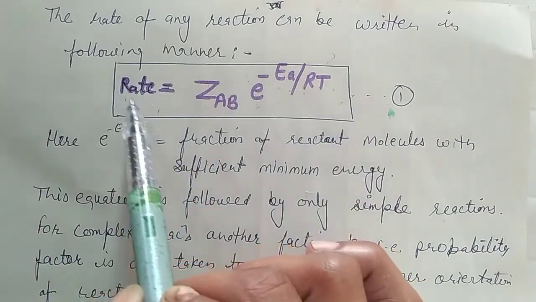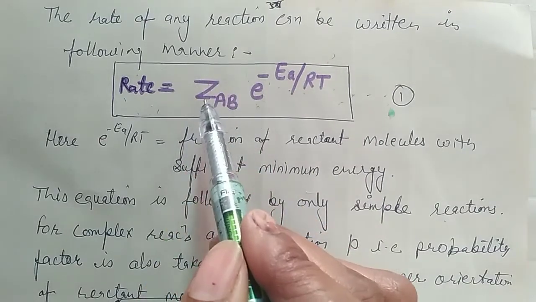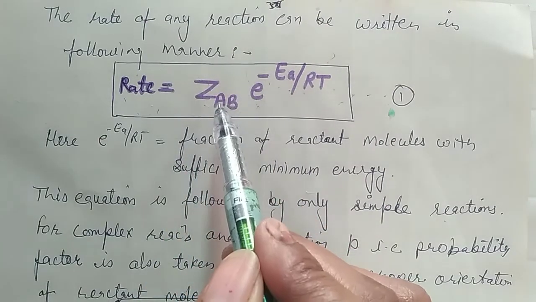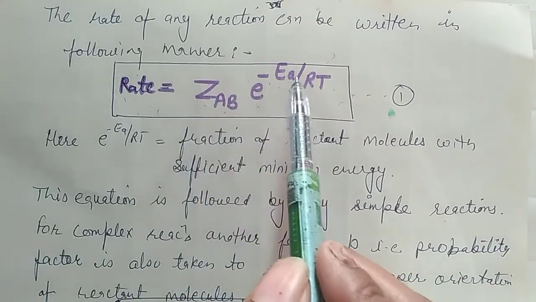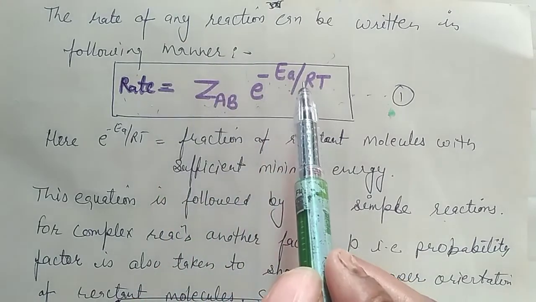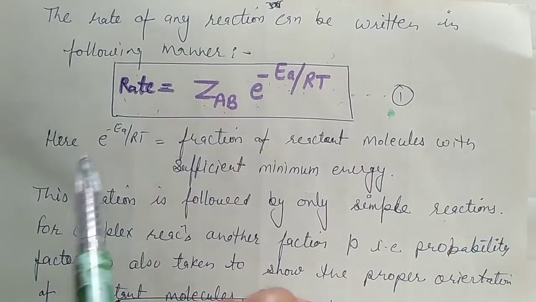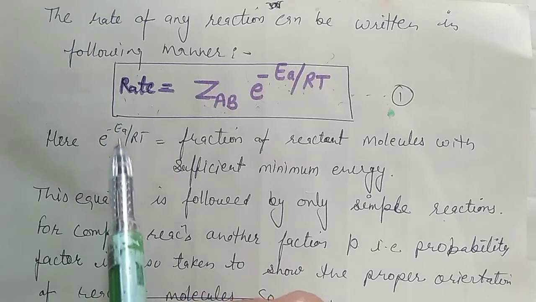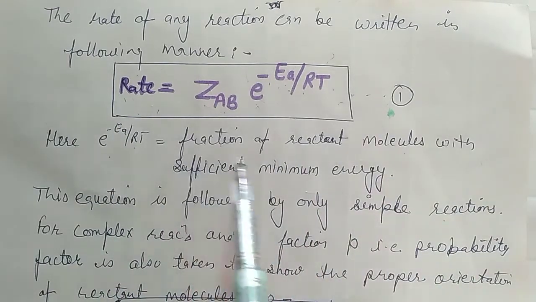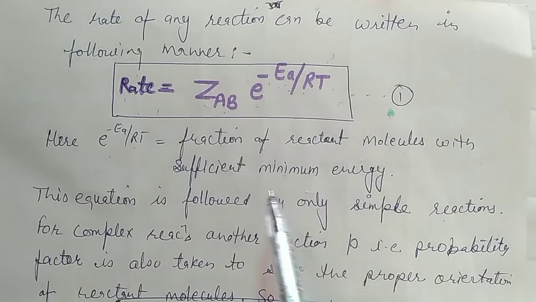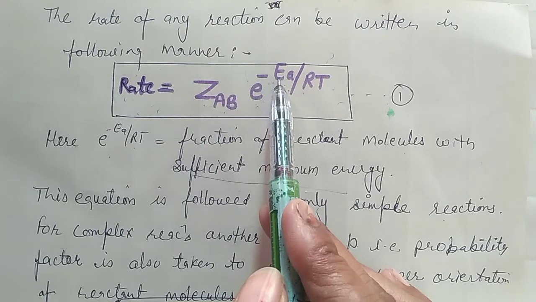It means the rate of reaction depends upon two things. First of all, the collision frequency, meaning effectiveness, and the effective collisions will take place when the molecules contain energy equal to the activation energy or more than the activation energy. Here e to the power minus EA upon RT is the fraction of reactant molecules with sufficient minimum energy. This sufficient minimum energy is EA, or we can say activation energy.